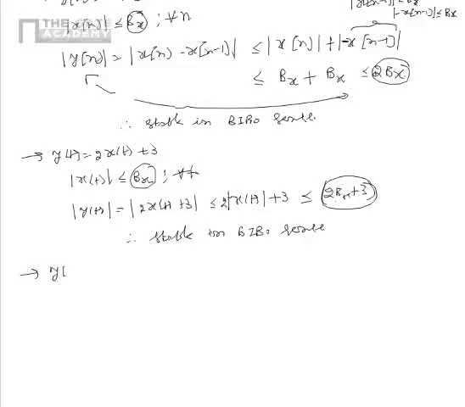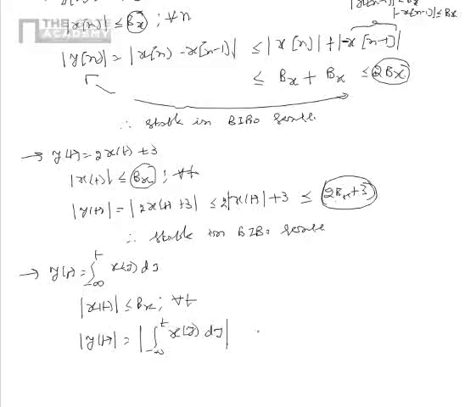Now let us consider a system y of t is equal to integral from minus infinity to t of x of tau d tau. Now we have to find if the system is stable in BIBO sense. Now we know that the input is bounded, that is mod of x of t is less than or equal to bx for every t. So mod of y of t can be written as mod of integral from minus infinity to t of x of tau d tau. This is less than or equal to integral from minus infinity to t of mod of x of tau d tau.